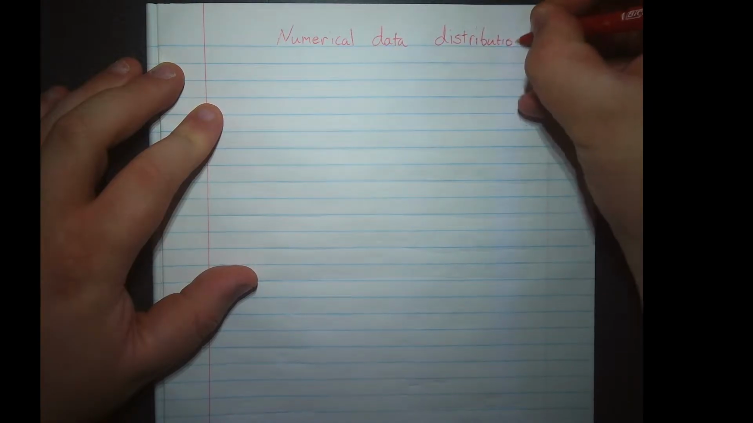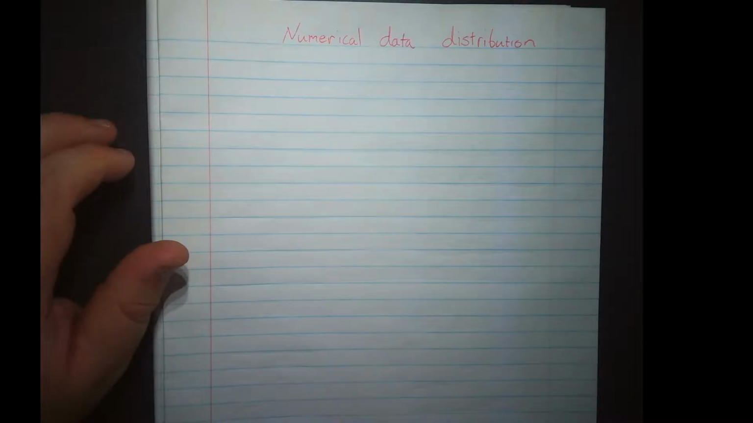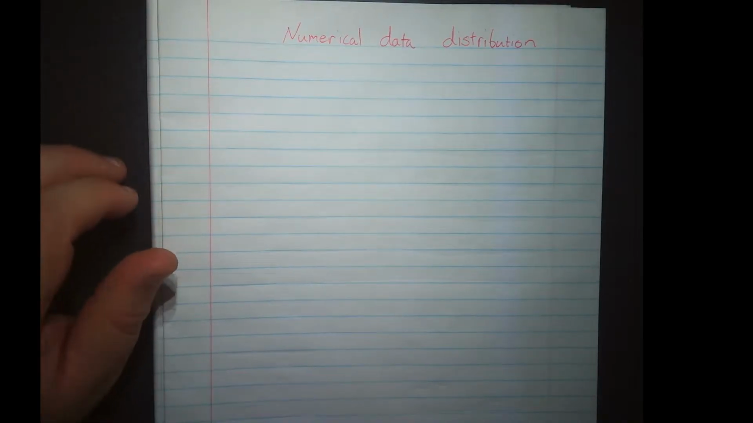All right. So numerical data distribution, and there are a couple of different ways that we're going to look at displaying that numerical data. In particular, we're going to be looking at frequency tables again, histograms, dot plots, that sort of stuff. So we'll do an example of each just so we get an idea of how everything's going to work.